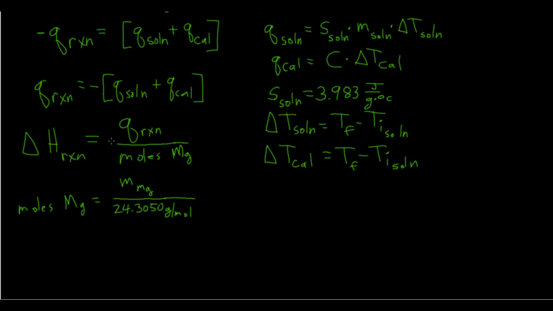And so to get the Q of reaction for this reaction, it's just negative Q of the solution plus Q of the calorimeter. To get the heat of reaction, the change in enthalpy for this reaction, all you do is you take the Q of the reaction, which you got up here, divide by the number of moles of magnesium. In this reaction, it's set up so that magnesium is the limiting reagent. And there's 1 mole in the balanced equation. So the moles of magnesium, to put in here, all you do is you take the mass of magnesium, which you got in your experiment, it's in the procedure, divided by the molar mass of magnesium.